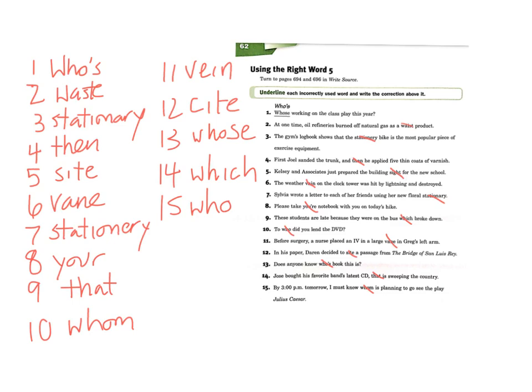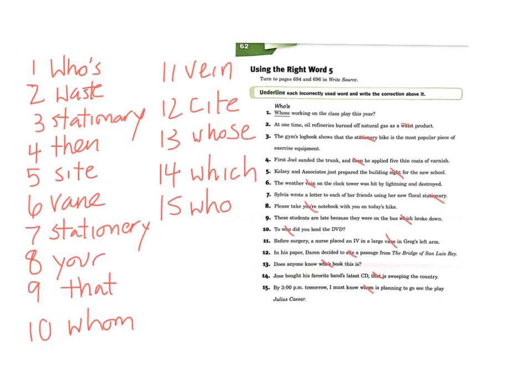So here's a review of Using the Right Word, page 62. Cross out all the words there, and on the left side write the correct ones. All right. So we want to use one. The answer is given. For 2, we want waste, W-A-S-T-E.